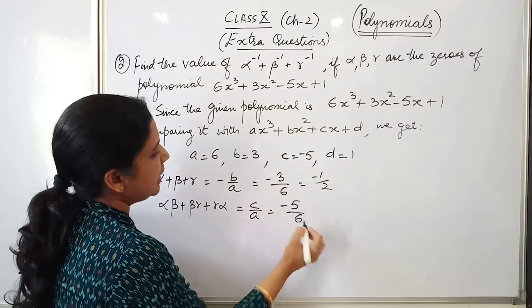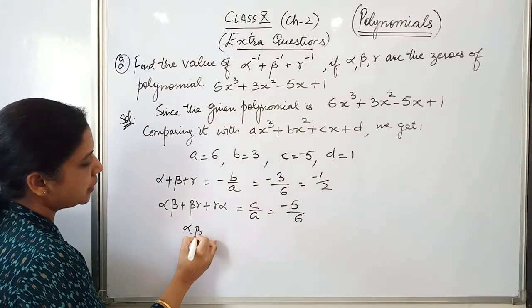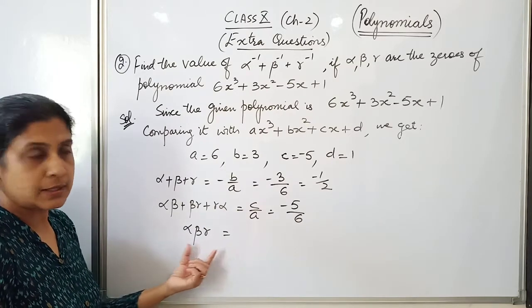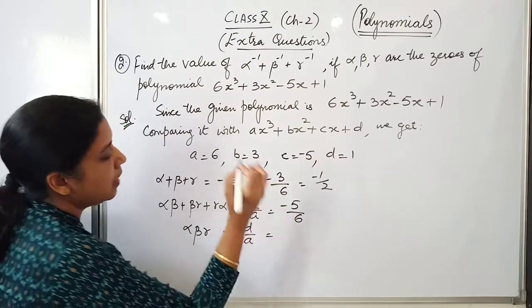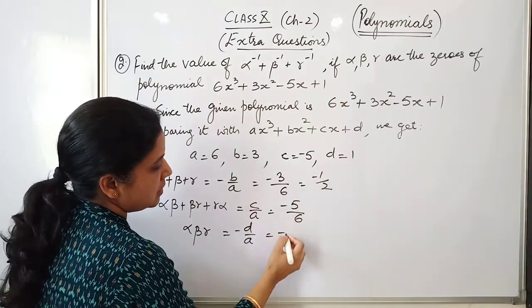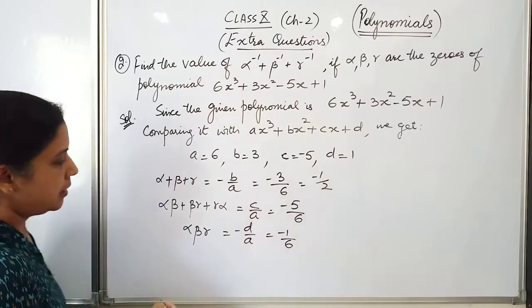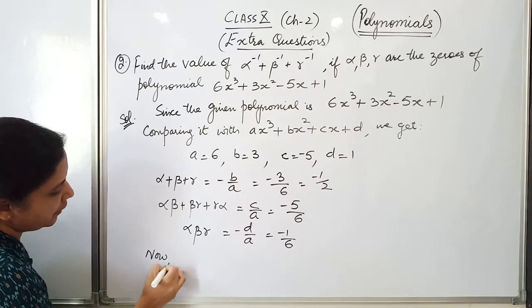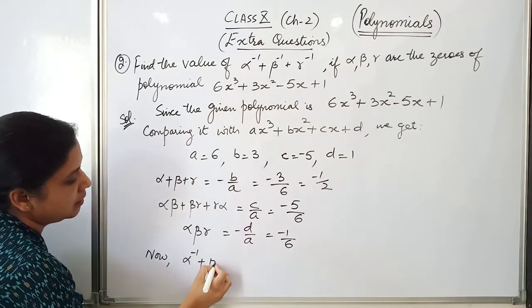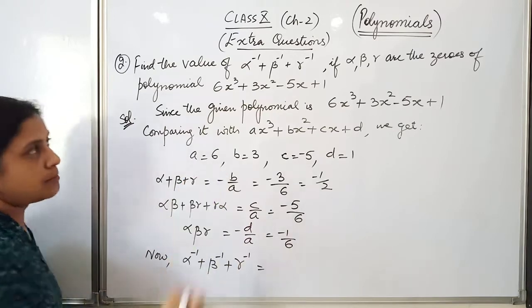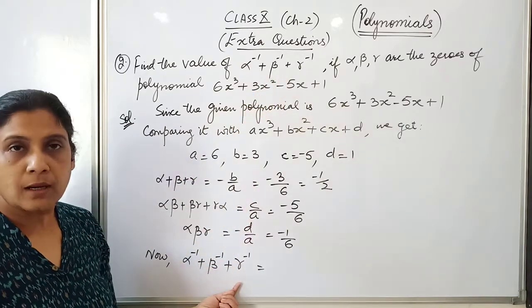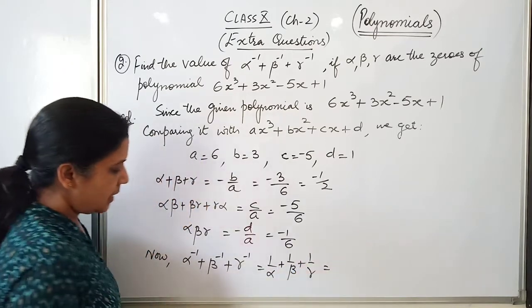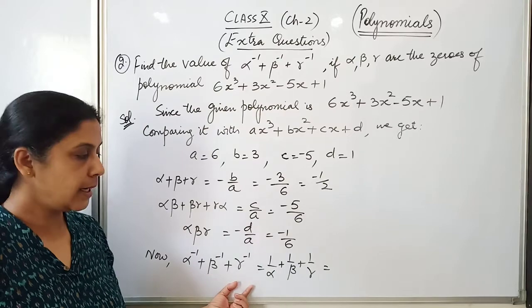So I am going to put down the value. Next is the product of the zeros, alpha into beta into gamma, that is alpha beta gamma, is given by minus d by a, which is minus 1 by 6. Now we have to find the value of alpha raised to power minus 1 plus beta raised to power minus 1 plus gamma raised to power minus 1, which can be written as 1 by alpha plus 1 by beta plus 1 by gamma.